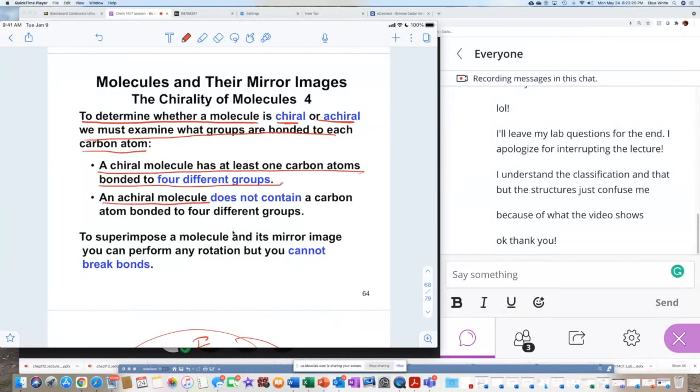An achiral molecule does not contain a carbon atom bonded to 4 different groups. Some of the groups may be alike. Okay? So if you try to superimpose a molecule on its mirror image, you can perform any rotation, but you cannot break a bond. So this is if you have one of the model kits and you're trying to actually make the side groups line up. In a chiral compound, 2 of the side groups will not line up. Okay, and that's what makes it chiral.